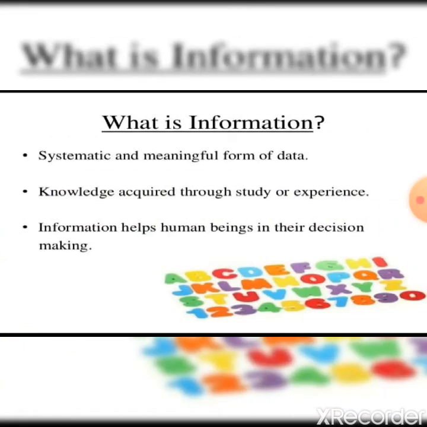What is information? Information is organized or classified data which has some meaningful values for the receiver. Information is the processed data on which decisions and actions are based. In other words, you can say systematic and meaningful form of data is called information.